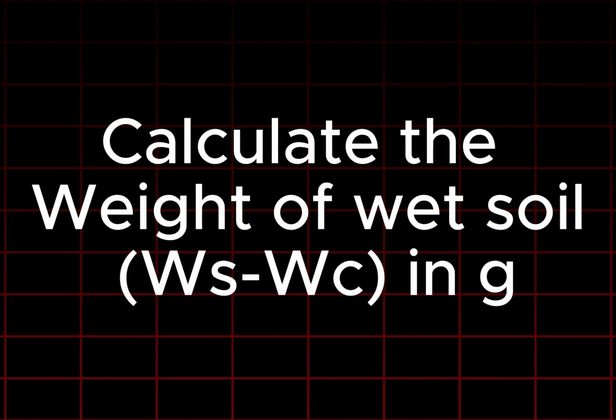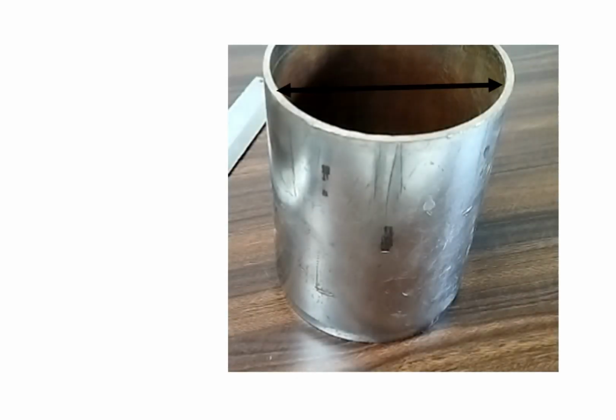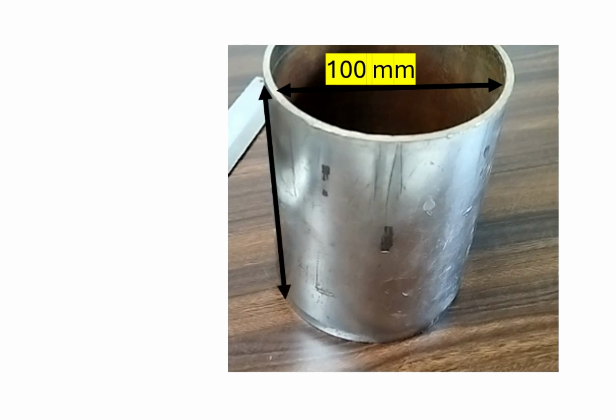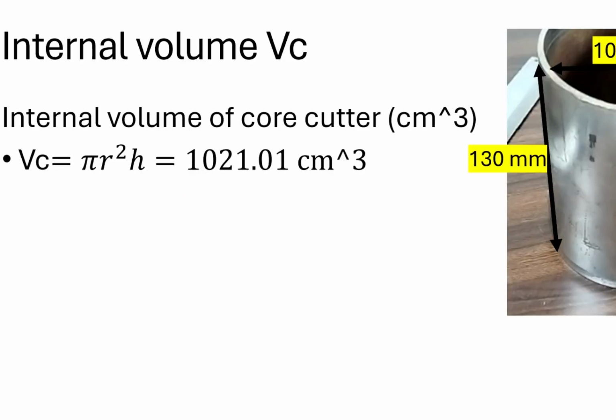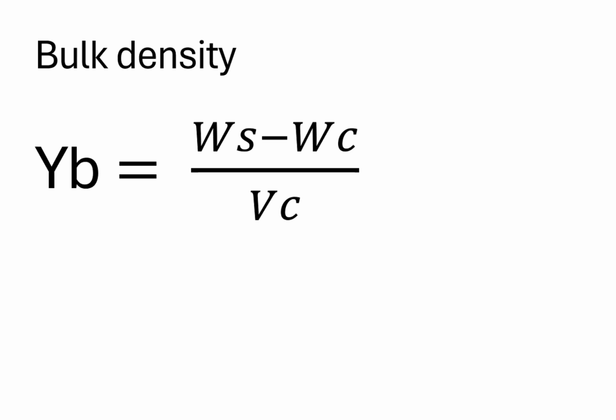Then we can calculate the weight of wet soil. Again, we need to find the volume of the core cutter, VC, using this formula, and then we can determine the bulk density of the soil by using this formula.